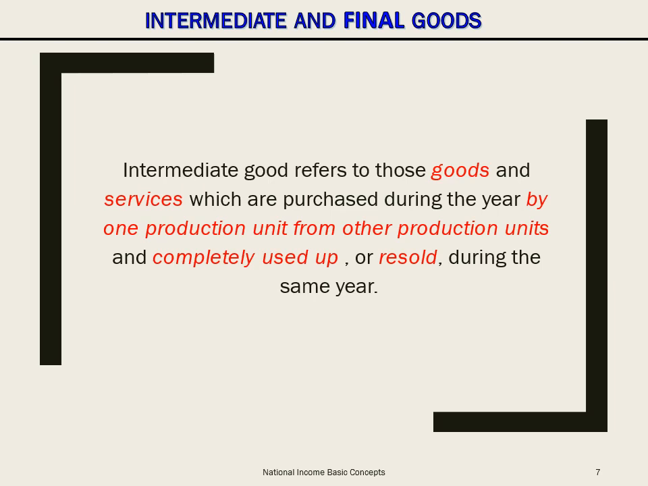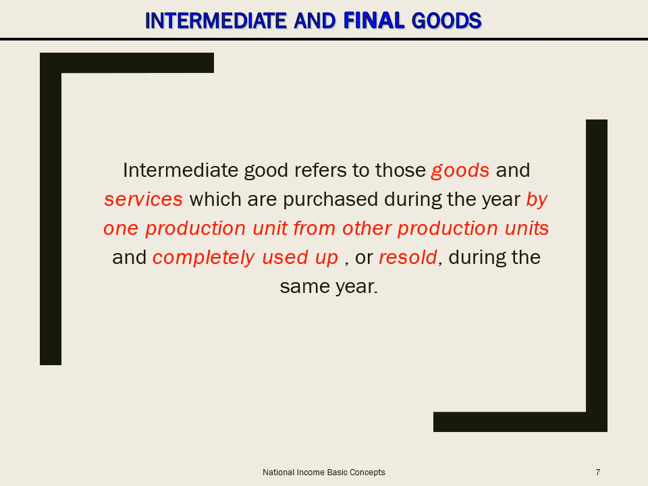The second part of the definition, either it's completely used up or resold. Even if the goods are not completely used up but they are purchased with the intention of reselling it, even then that good is a part of intermediate good. For example, a shopkeeper purchases packets of bread with the intention of selling the good. So that packet of bread is a part of intermediate good because it's been purchased with the intention of reselling it. Same packet of bread, if I purchase it as a household, it becomes a final good because I haven't purchased it with the intention of reselling it.